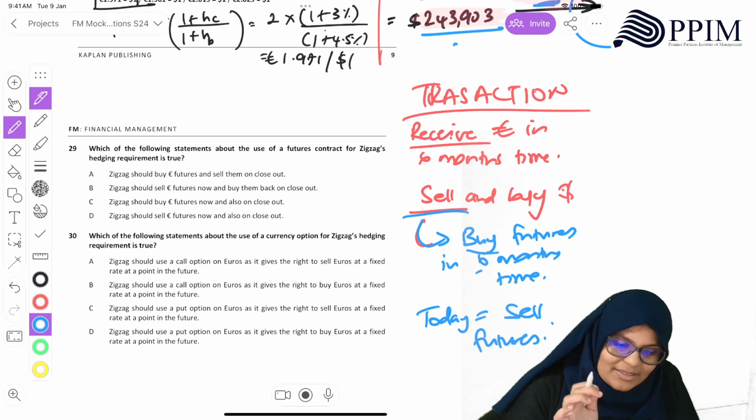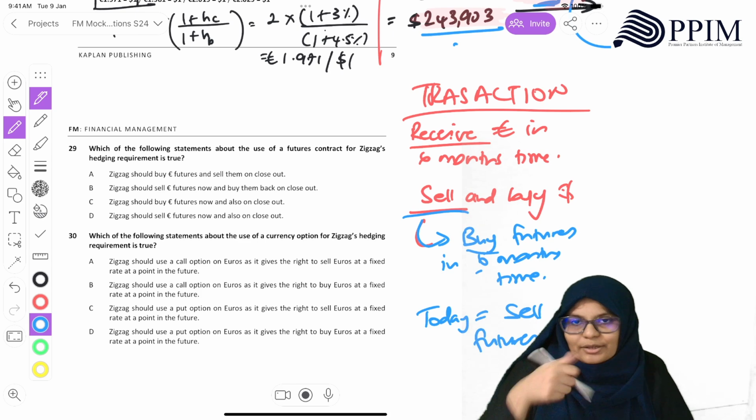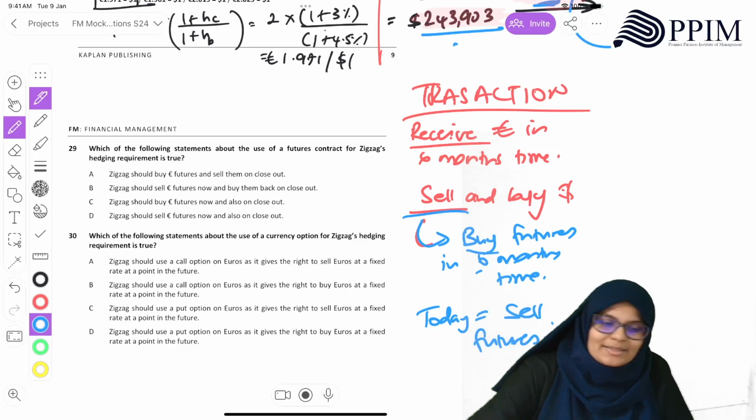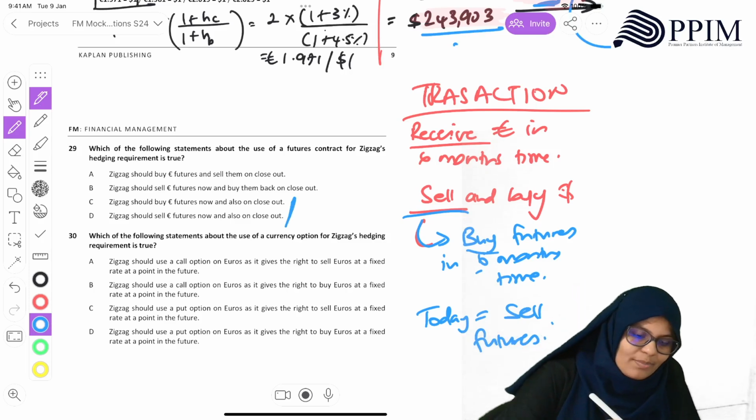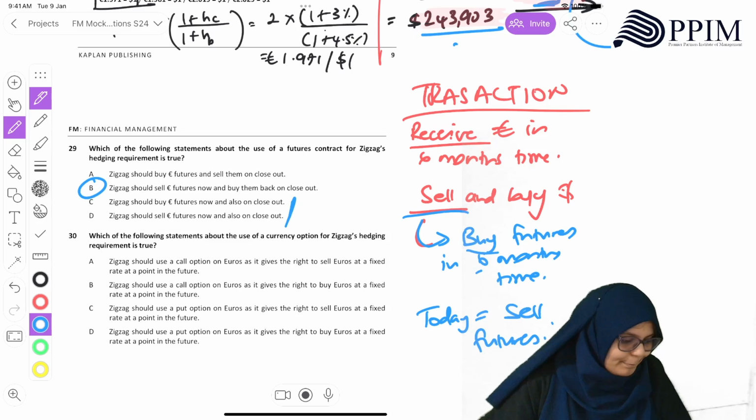Okay, but anyway, I'll just read the rest as well. Zigzag should buy euro futures now and also on closeout. No, you can't buy today and again buy in 6 months, right? If you buy today, you have to sell in 6 months. If you sell today, you have to buy in 6 months. So these two are definitely wrong. So the correct answer there is B.